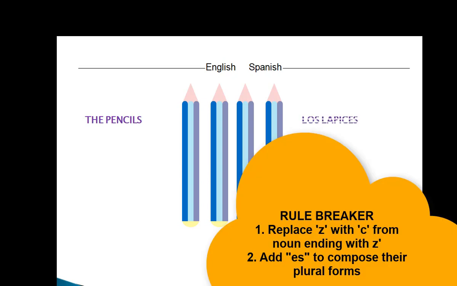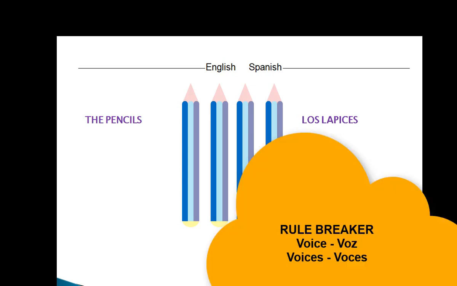Z in lápiz is replaced by C, and it becomes los lápices. Los lápices. This is the same as voz. Voz is the Spanish term for voice. All right. So when we want to say the voice, we say la voz. But when we want to say the voices, las voces, VOCES, las voces.